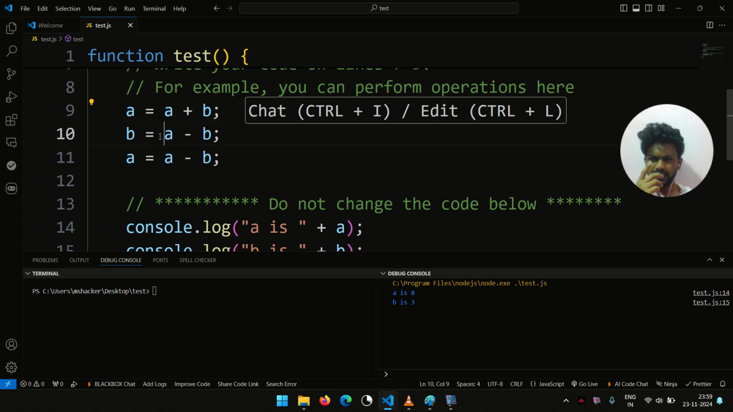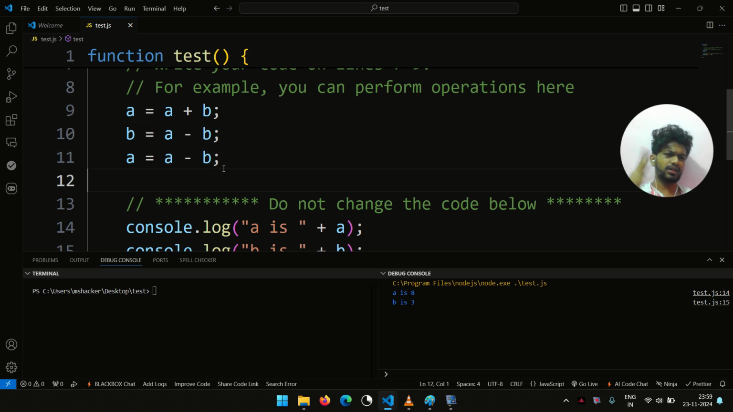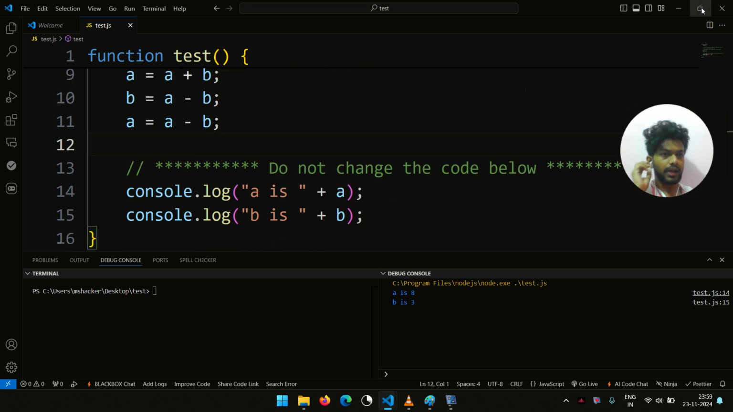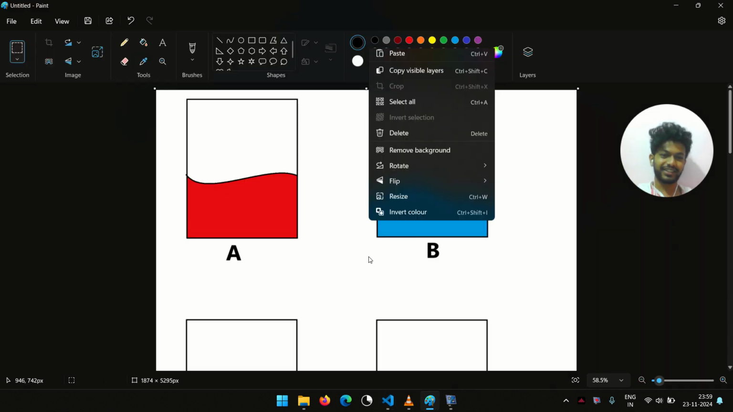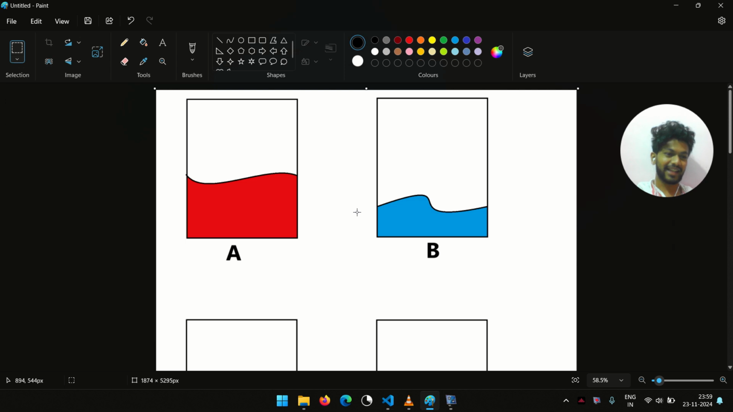Then what is this? a minus b. Now my logic starts to break. Now my visualization isn't working. Okay, we have a solution for that. I drew this. I don't know I could draw this so well. Anyway, it looks good, right?